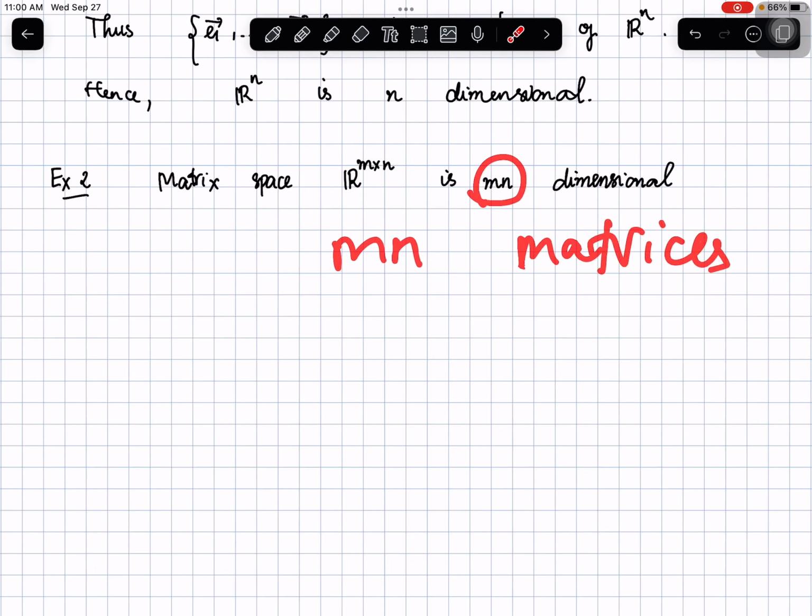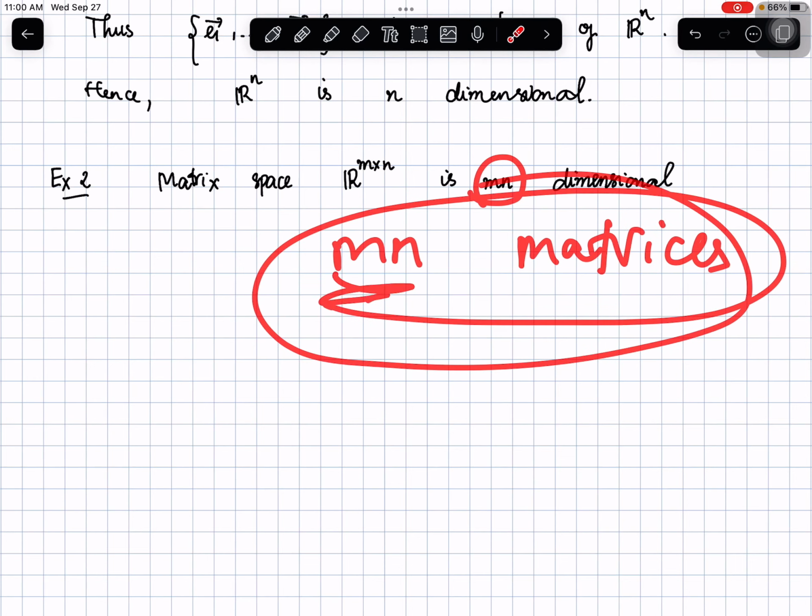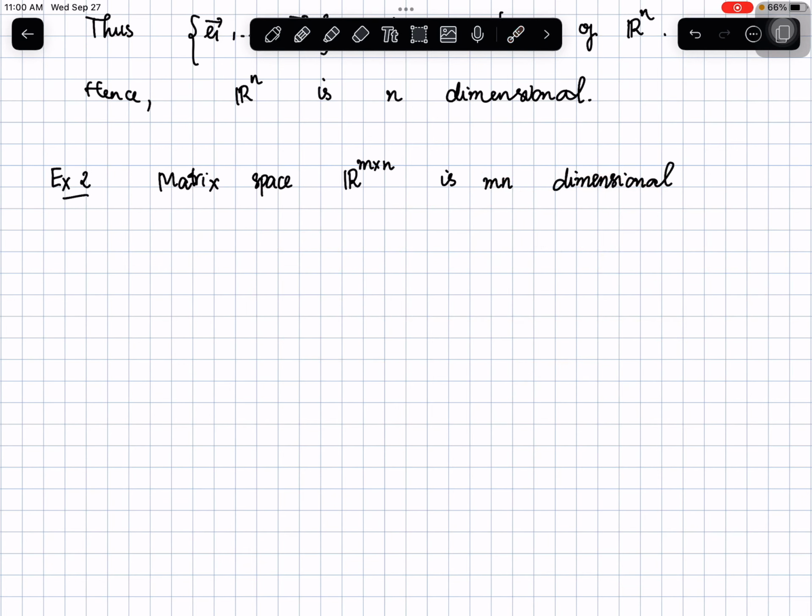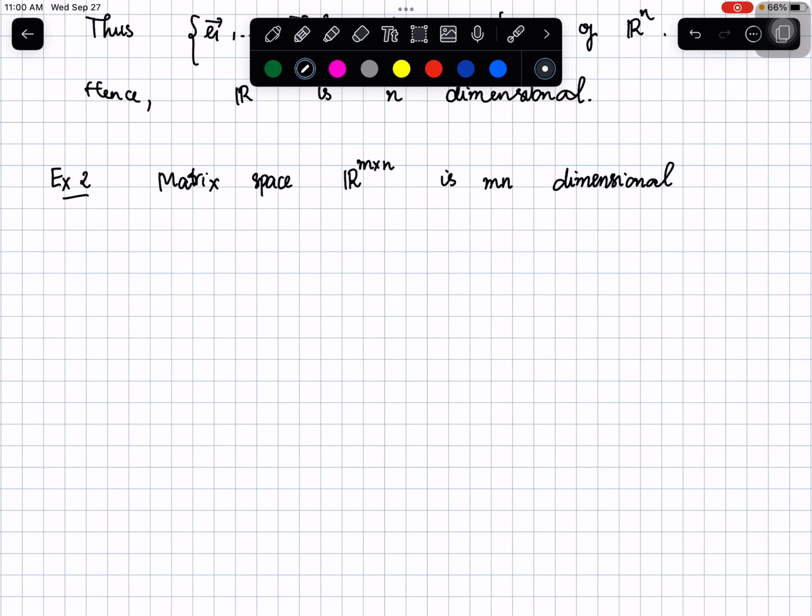The basis contains this many matrices. So here's a canonical basis, let me call it Eij. This set forms a basis. Say 1 ≤ i ≤ m, so m rows, and 1 ≤ j ≤ n columns. Then we have an m by n matrix.